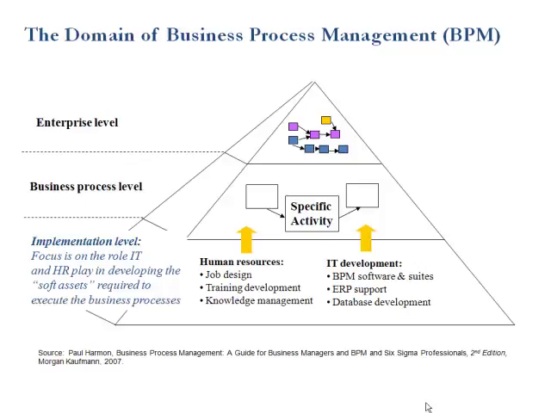The third level is called the implementation level. And as Paul Harmon describes it, he argues that to put in place business processes and to manage those processes at the enterprise level, we have to have the right people in place and we have to have the right information systems in place. If you look at the HR side of it, then we have to think about the design of the jobs, how we train and develop people with the right sets of skills and the right knowledge to do business process management.